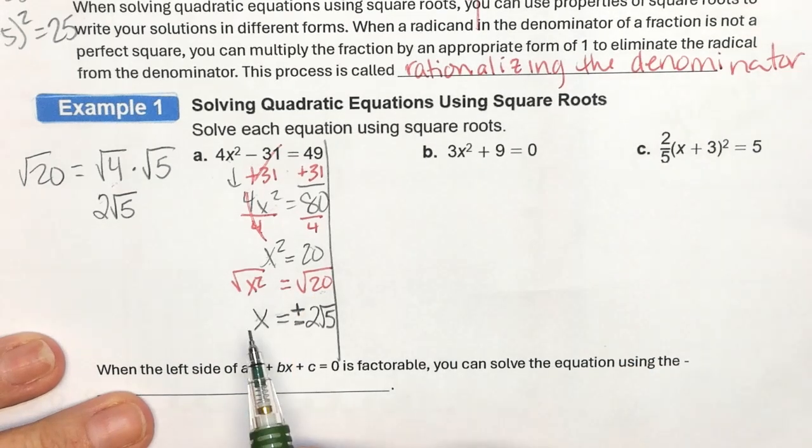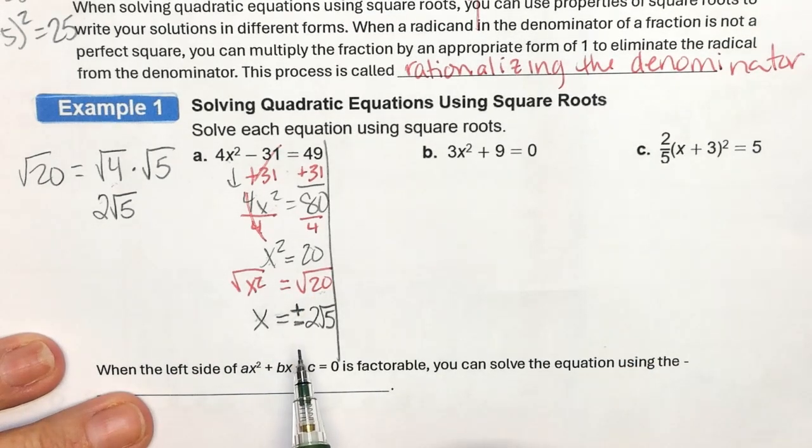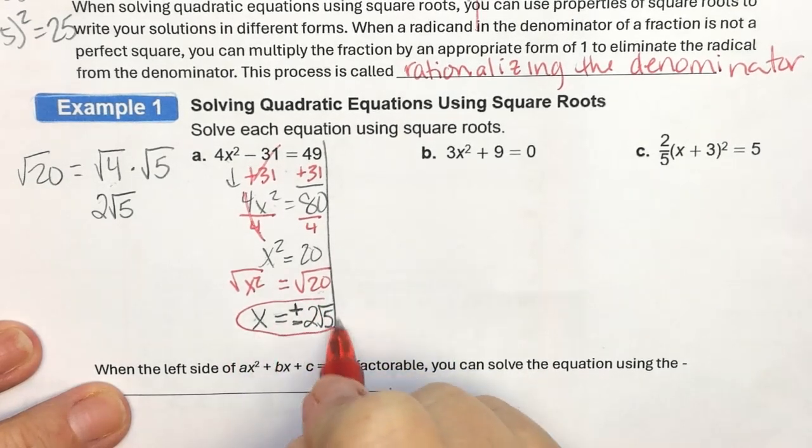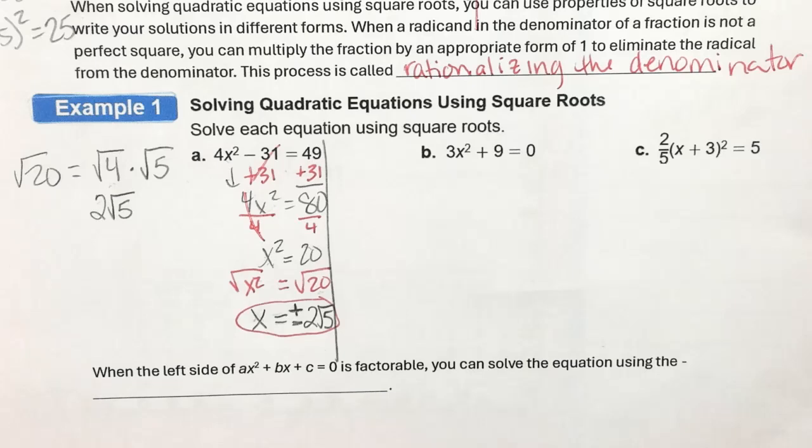So instead of writing positive 2 square root of 5 and negative 2 square root of 5, this gives you your answer. So this is your final answer. So there's 2 solutions, positive 2 square root of 5, negative 2 square root of 5.